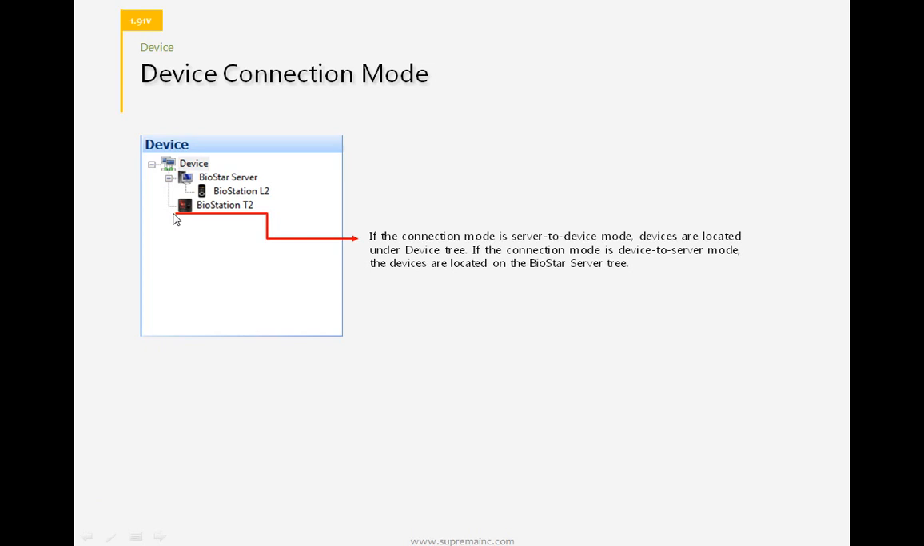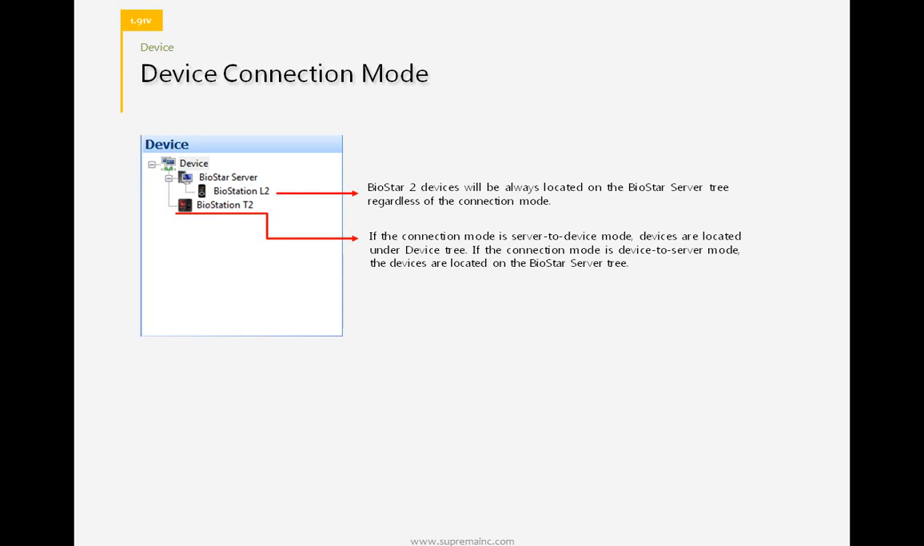Version 1 devices, when the connection mode is from server to device mode, the devices are always located under the device tree. If the connection mode is from device to server mode, the devices will be located under the BioStar server tree. How about for version 2 devices? Version 2 devices will always be located under the BioStar server tree, regardless of its connection mode, whether it's server to device or device to server. It's always under the BioStar server tree.